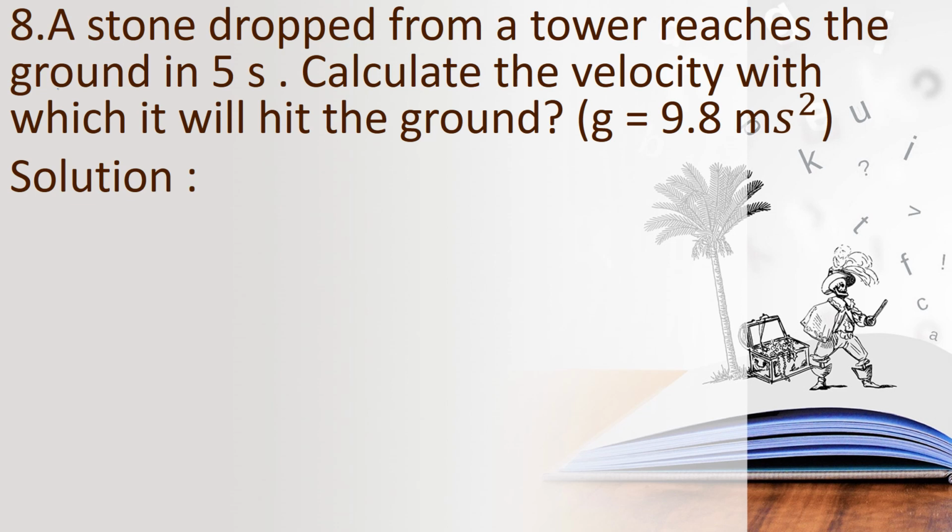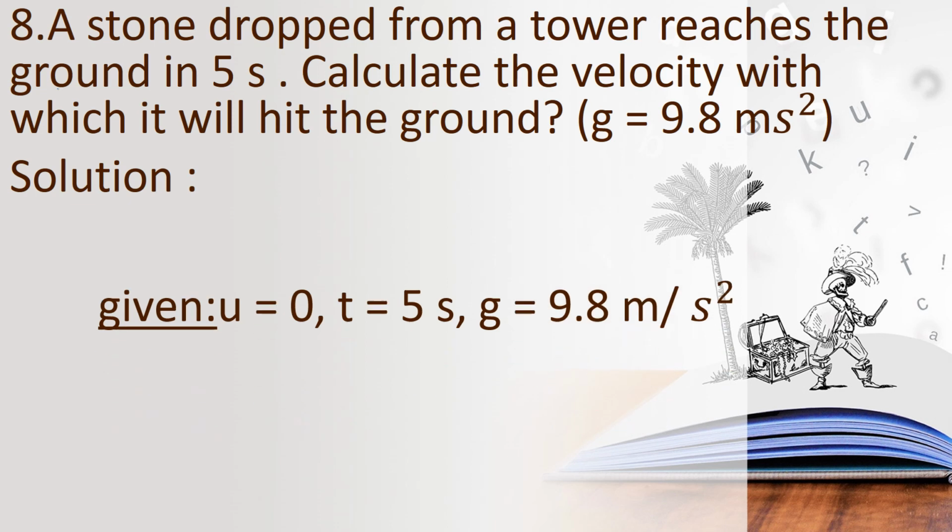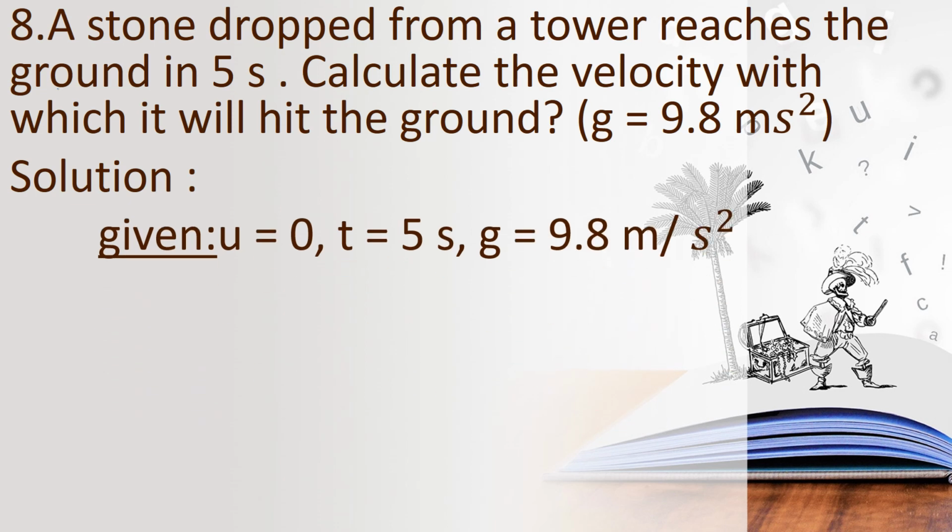We are going to find the velocity, and g value is also given. Given u equal to 0, time equal to 5 seconds, and g equal to 9.8 meter per second squared. So how will you find the velocity? What is the formula?